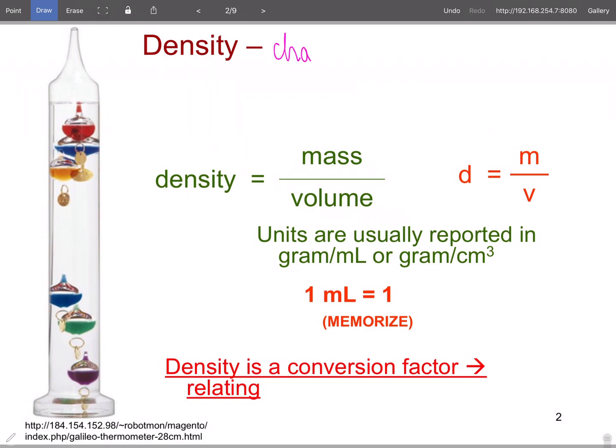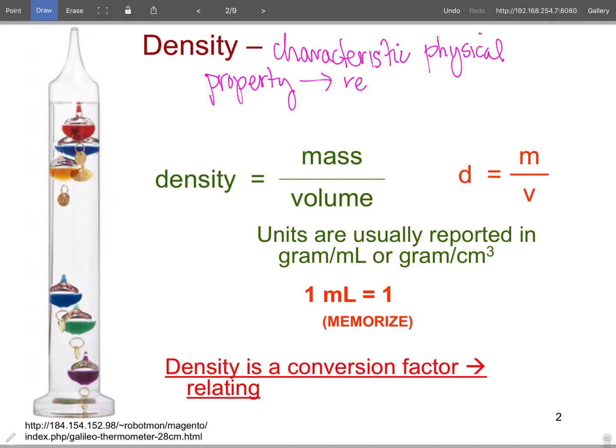Density is a characteristic property and a physical property. It is not associated with a chemical change. It's a physical property, and it is intrinsic to stuff, and it relates something's mass to its volume.